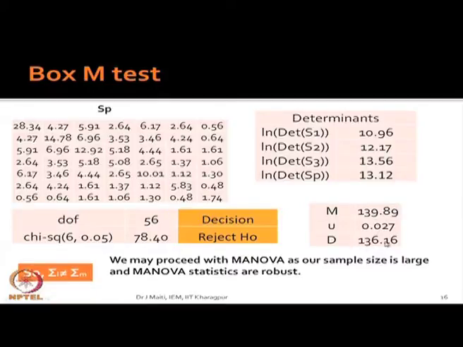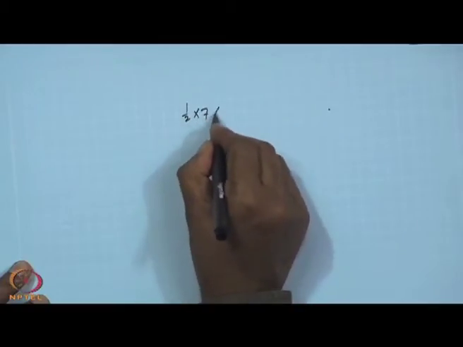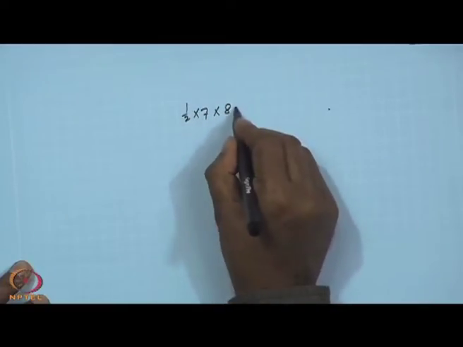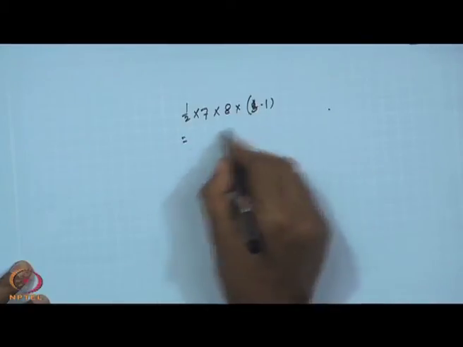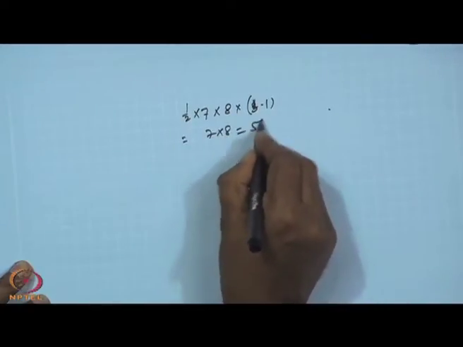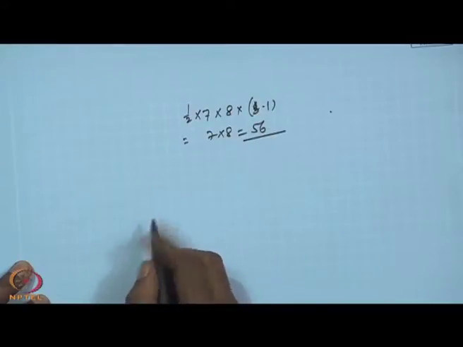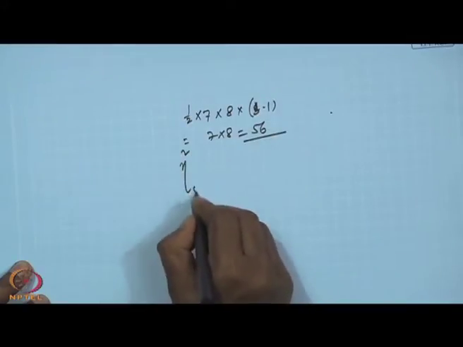that is 136.16. Now, what will be its degrees of freedom? Degrees of freedom is half P into P plus 1 into L minus 1. So, degrees of freedom is half P means 7 into 7 plus 1 into L minus 1, that is 3 minus 1. So, 7 into 8, that means 56. So, our case is chi square 56.